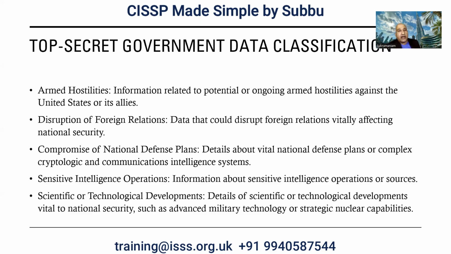Disruption of foreign relationships. It could be different. For example, last week the Pakistan ambassador was sent back when he landed in the US. It is causing a lot of ripples in the diplomatic world. But again, that's a disruption of foreign relationships. Compromise of the national defense plan. This is also something which, when leaked out, is going to cause grave damage to national security. Sensitive intelligence operations and technological advancement.